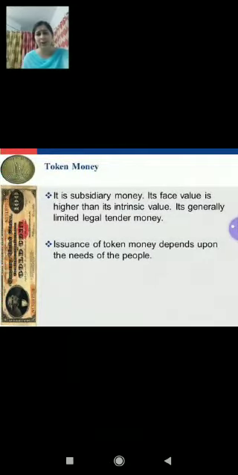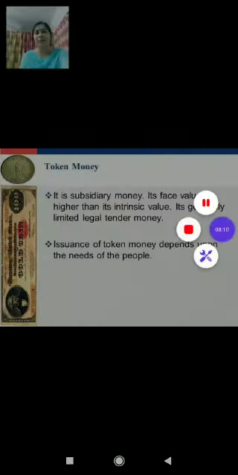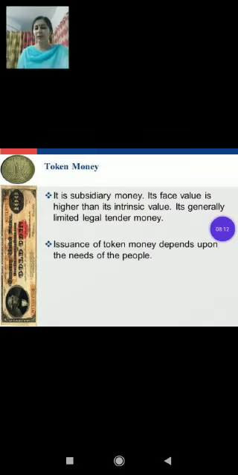Now children, the first topic which I think that you must be finding difficult is token money. Children, I told you token money, it's that money whose face value is higher than the intrinsic value and it is generally limited legal tender money, right children? So token money is that money the face value of which is higher than the intrinsic or the metallic value. Coins are useful for making transactions of small value.